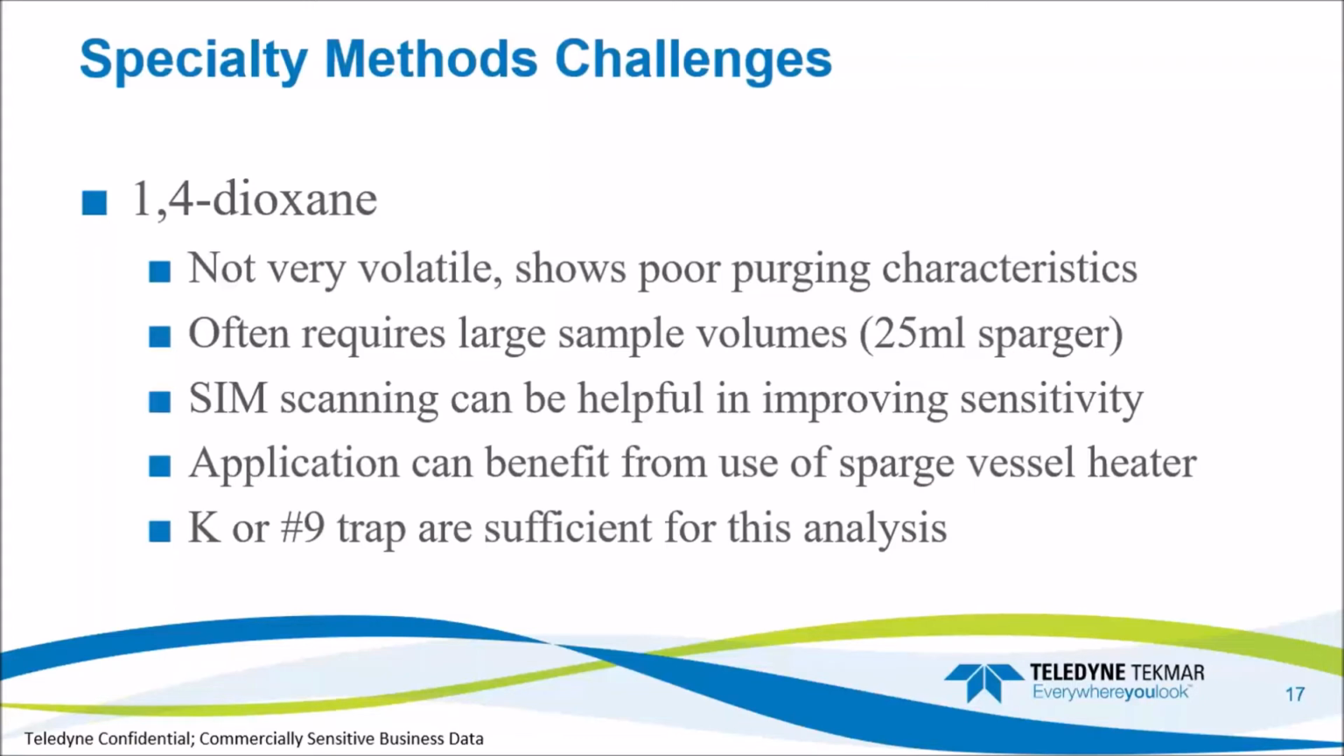That can help boost the sample's sensitivity, and looking at SIM mode on the mass spec can also help improve the low level sensitivity. And in this case, unlike the mold and odor, it's more of a traditional compound in the sense that you can use the K or the number 9 trap with good success. And we don't have to use a specialty trap for this method.